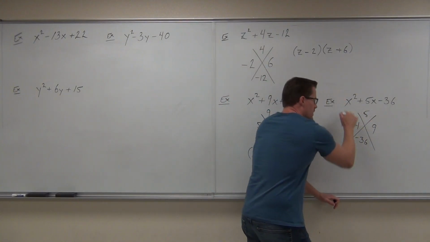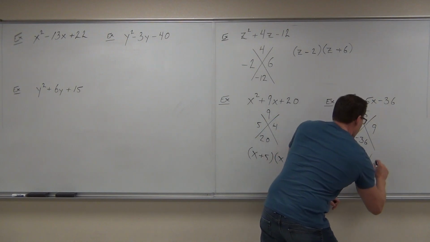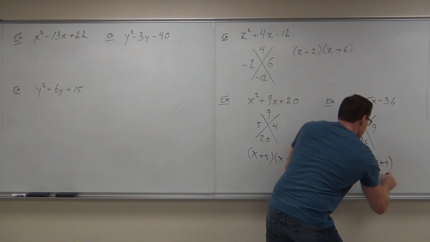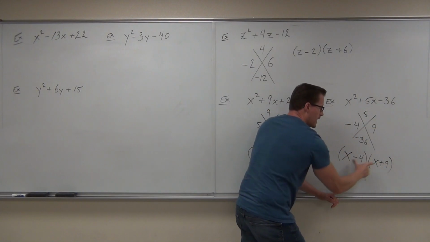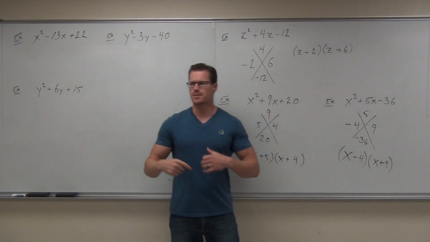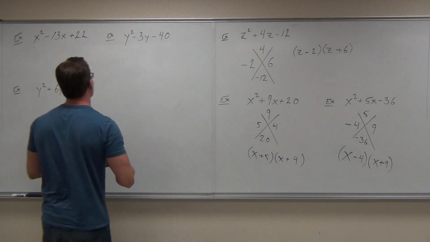So since we have 1 here, we go, all right, that's awesome. I can do x minus 4. I can do x plus 9. I use those two numbers, that negative 4, minus 4. Positive 9, plus 9. And I know that I can check that with FOIL, and it's going to be absolutely right. You guys 2 for 2? Good. All right, next one.